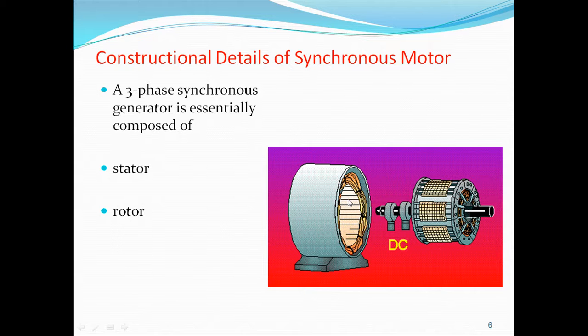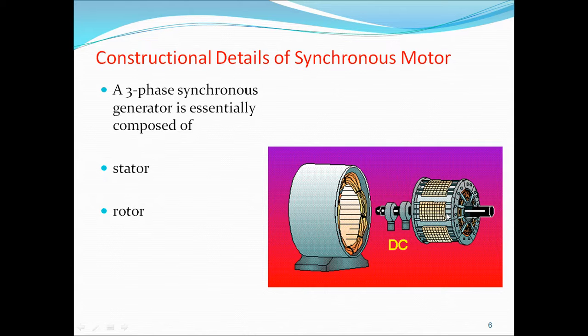On the stator frame it has slots on the inner periphery. On these slots we have the stator winding. This one is the shaft. On this shaft we have the rotor. The rotor has slots on the outer periphery. These are the slots, and this is the rotor winding, and these are the slip rings which are attached here. This one is the rotor winding, which is a rotating part.